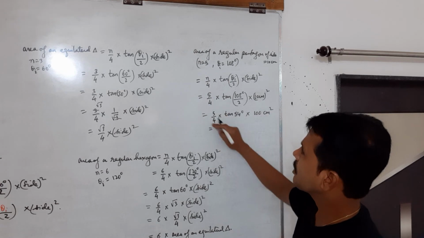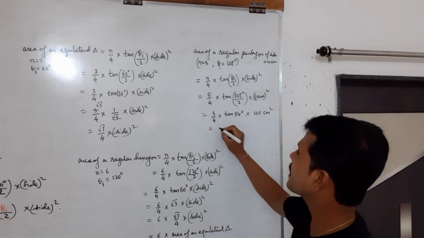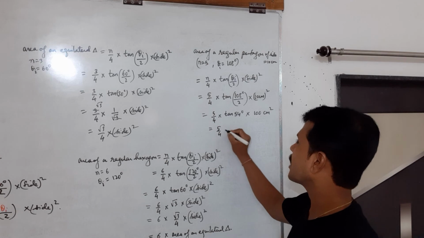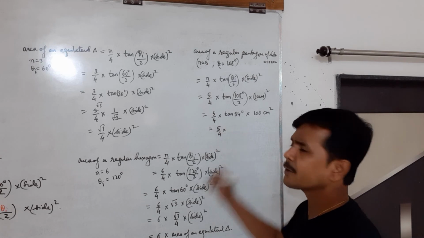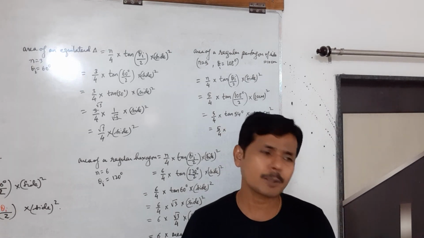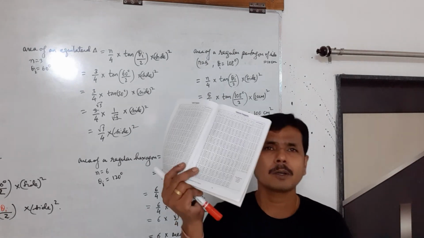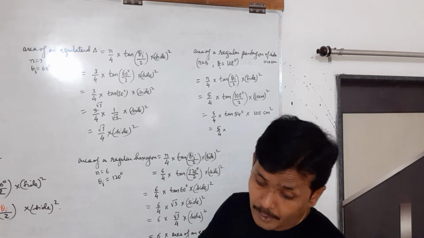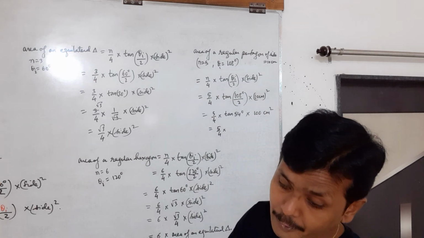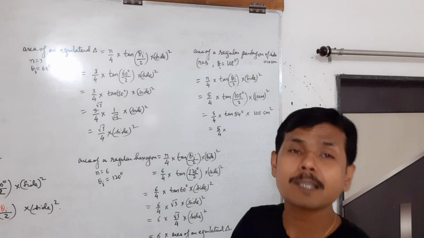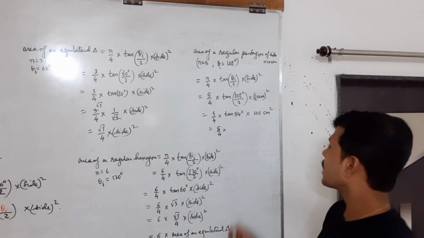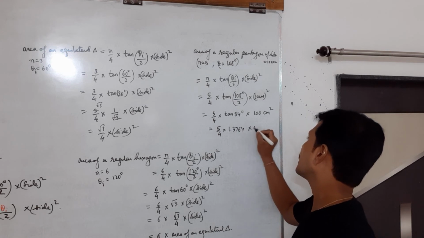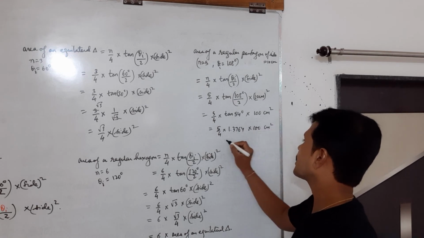Now when you divide this, how much will you get? This is 5 upon 4 tan 54 degrees. I use the table. I have a log table book. I read this and over here when I went to find tan 54 degrees, I got the answer 1.3764. So I wrote it over here: 1.3764 into 100 centimeter square.